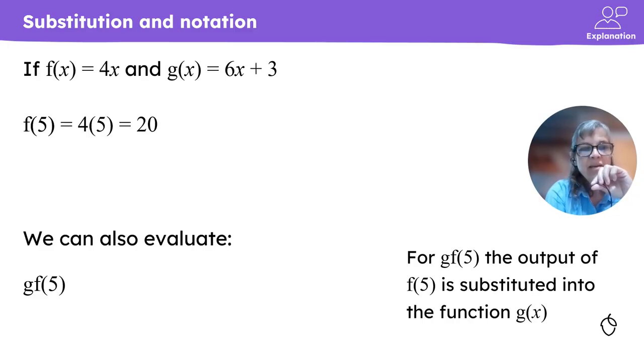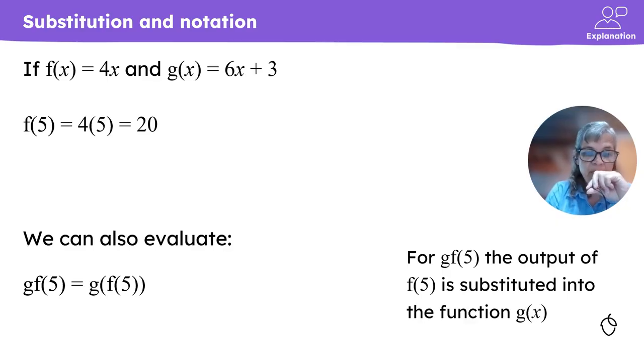If I have something like f of x equals 4x and g of x equals 6x plus 3, what's f of 5? What you do is put 5 into x there, and you find that 4 times 5 is 20. Well, we can also evaluate gf of 5. For gf of 5, the output of f of 5 is then substituted into the function g. So let's see how that goes.